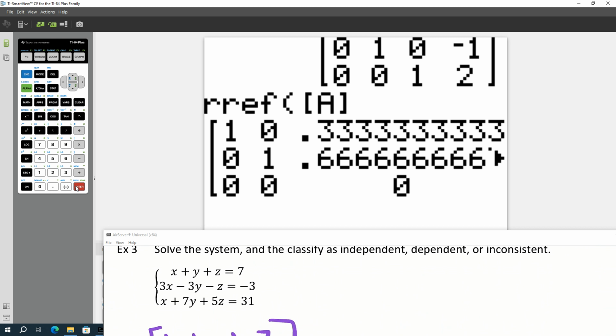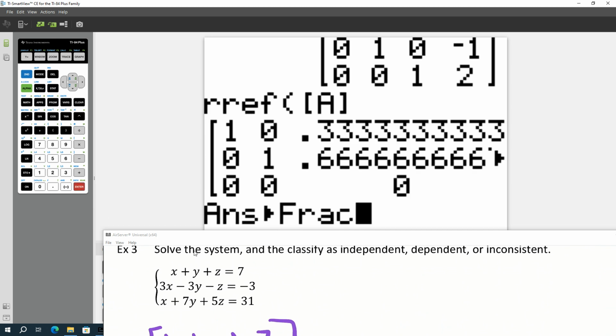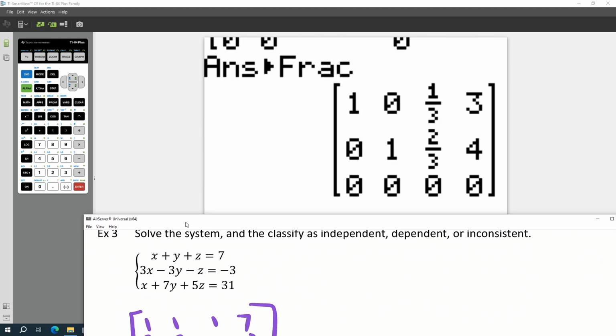All right, and so I can tell this one's going to have an issue where it's supposed to be a 0. It's 1/3 basically. Where it's supposed to be a 0 here, it's 2/3. I want to see everything at one time. So anytime you want fractions instead of decimals, just hit math and enter, and then enter again, and it changes it to fractions instead of decimals. And you can see the whole matrix.